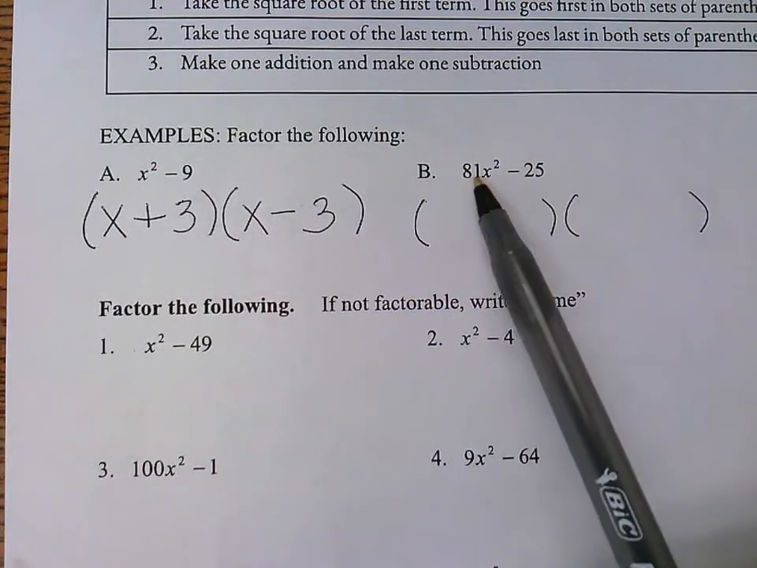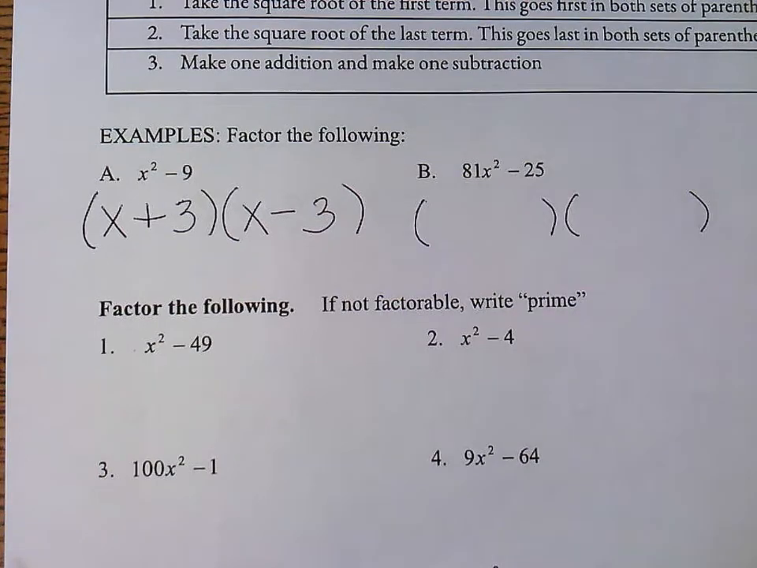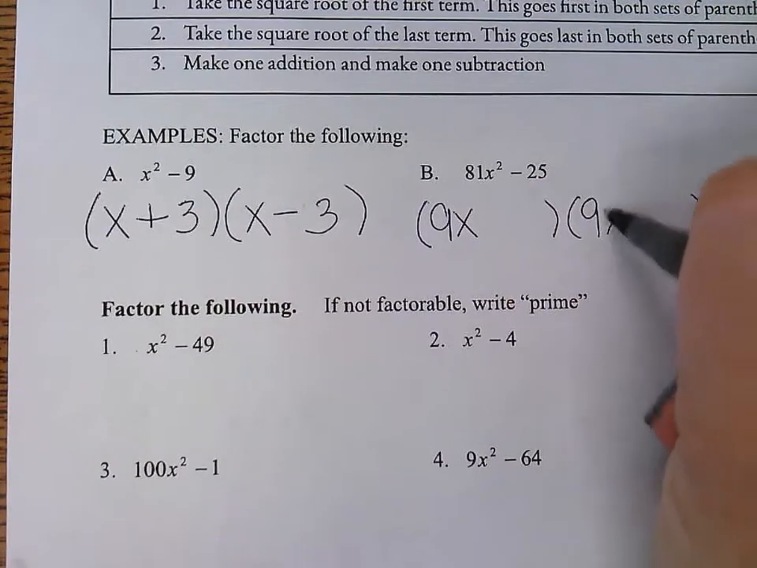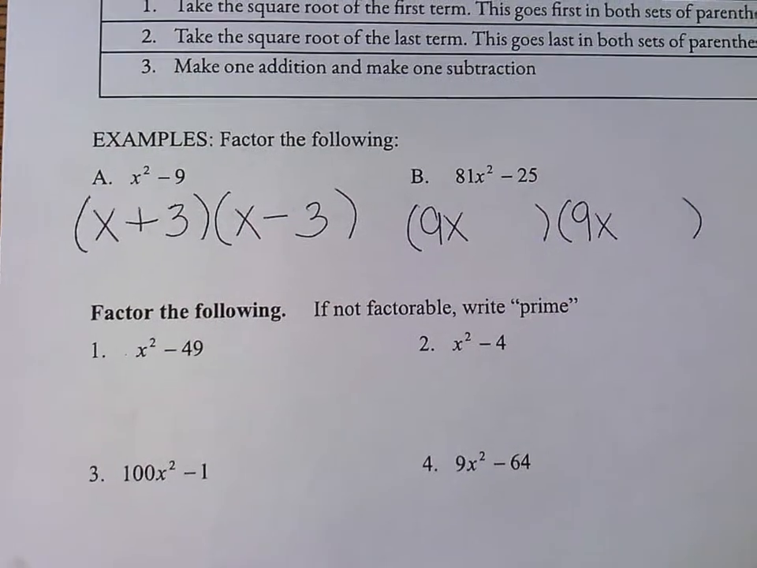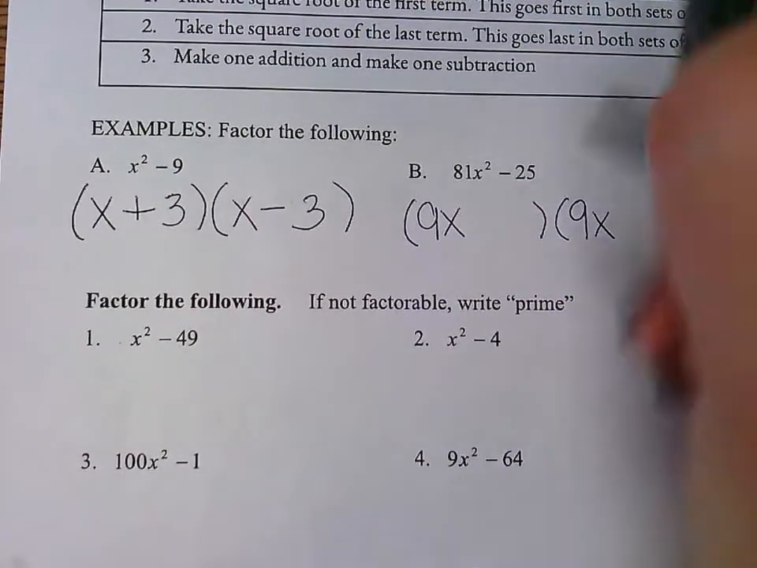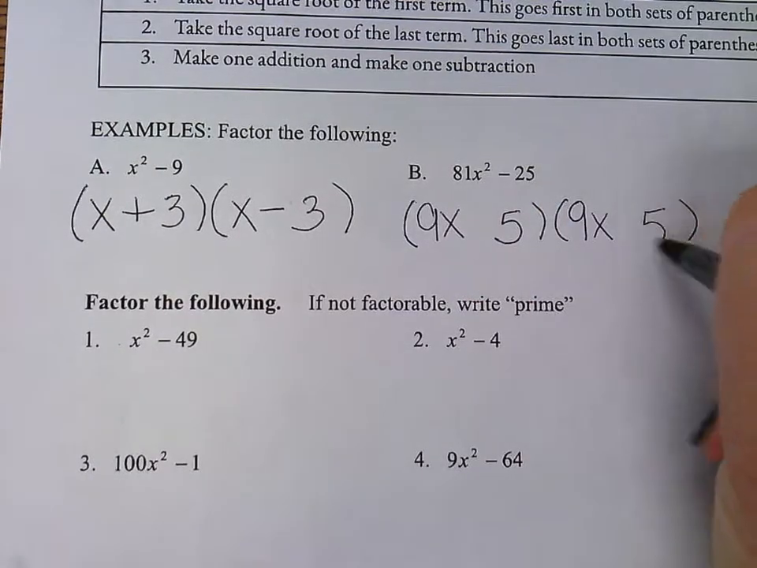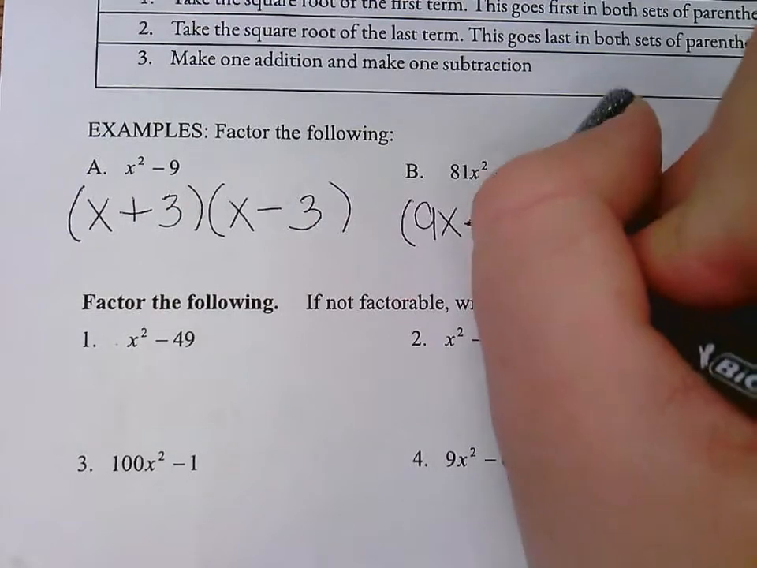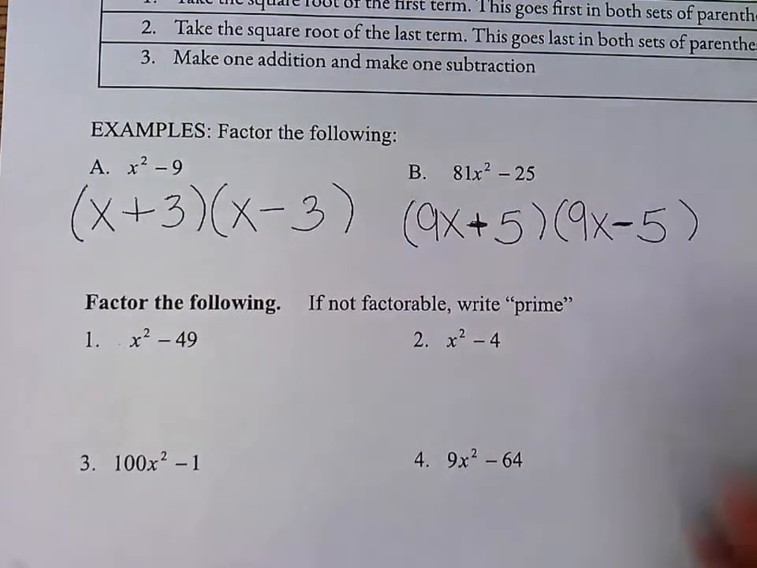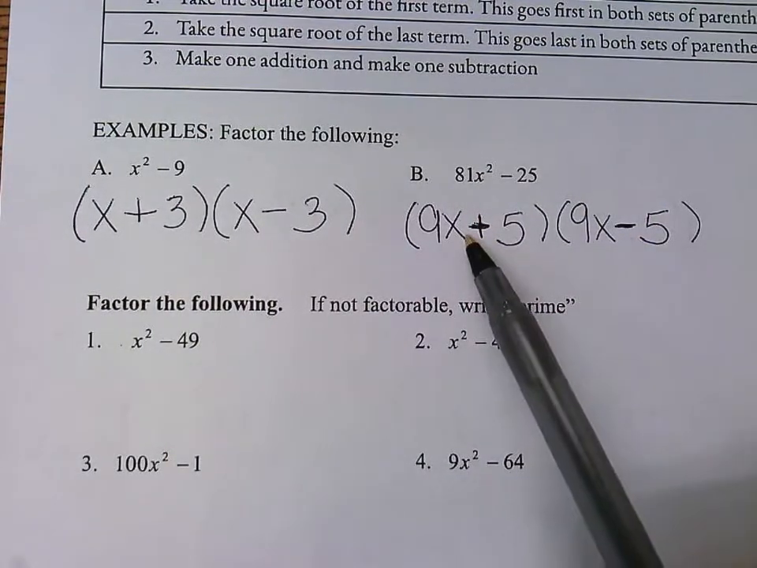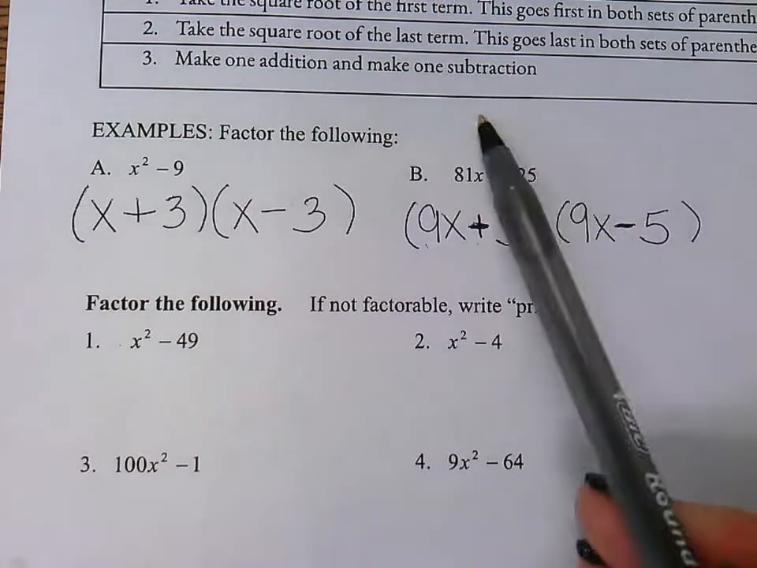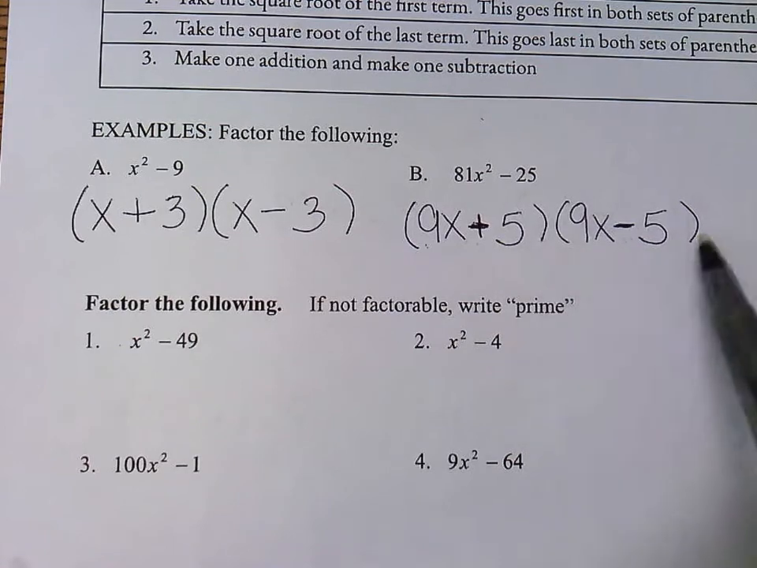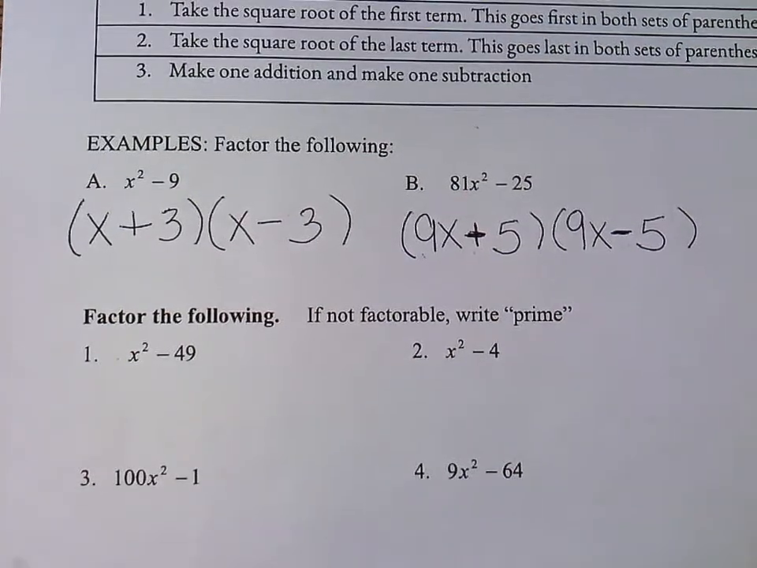So take the square root of 81x squared. What would you get? 9x times 9x. And then you're going to take the square root of 25. So 5 and 5. One is a plus and one's a minus. It doesn't matter where you put the plus. You could put the minus first or you could put the plus first. See how 9 times 9 is your 81x squared. Outer plus inner are opposites. And then 5 times negative 5 is negative 25.